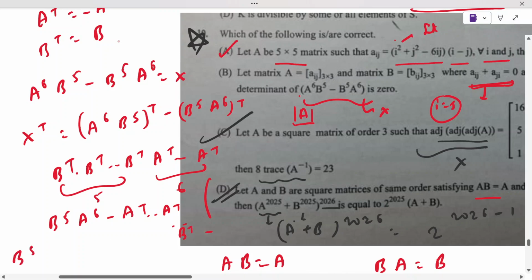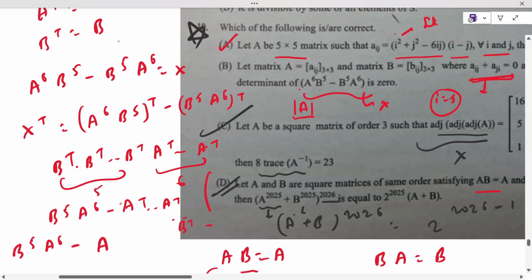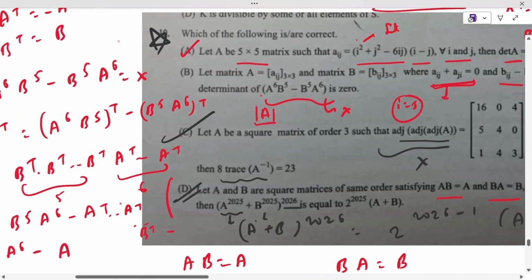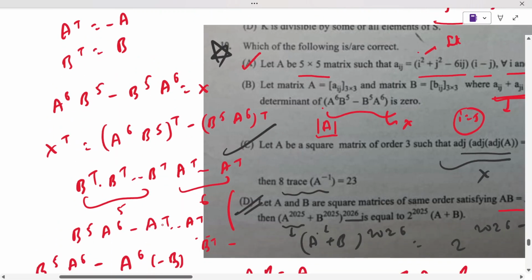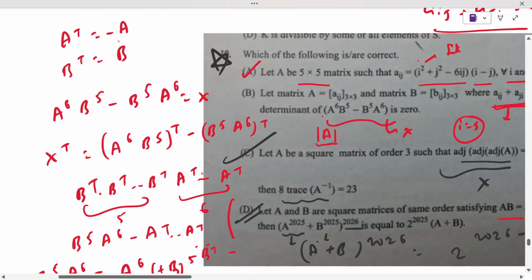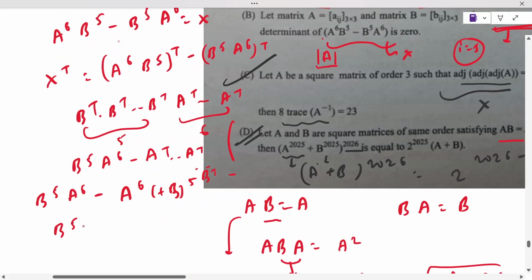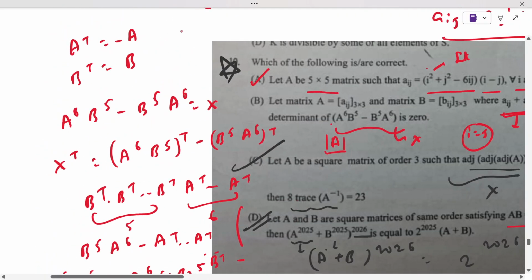So this is B to the power 5 into A to the power 6, minus A transpose, which is minus A again, minus A, minus A, six times, right? So it is equal to B to the power 5, A to the power 6. Sorry, A transpose is minus A, yeah. You're correct. It is B to the power 5, A to the power 6 minus A to the power 6, B to the power 5, right? After taking the transpose, that's the reverse of that one. So X transpose is equal to again minus X, no?